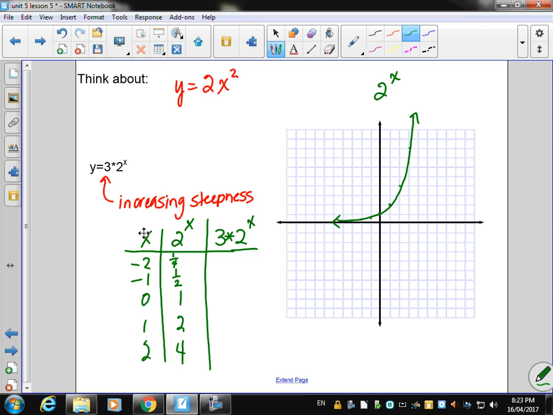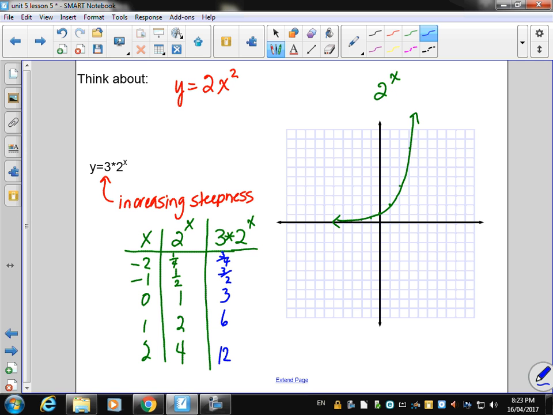What happens when I multiply by 3? So I take each one of these values and multiply it by 3. 3/4, 3/2, 3, uh-oh, my y-intercept is different, 6, and 12.